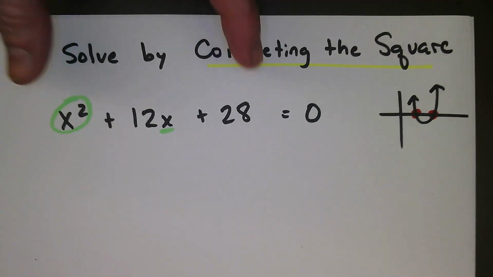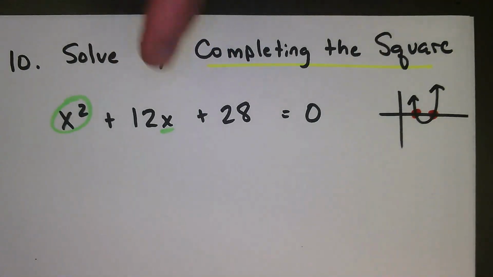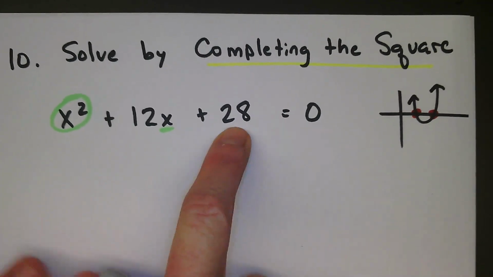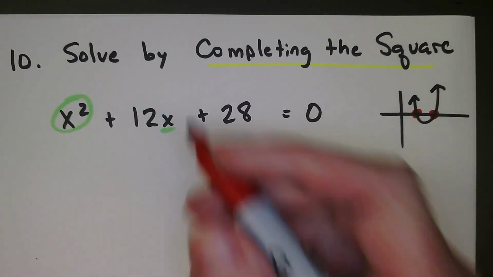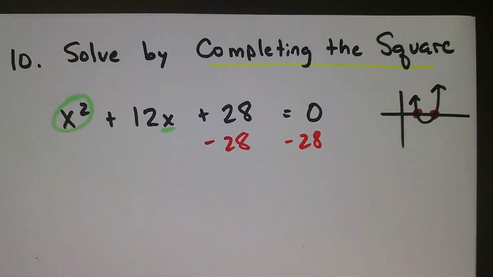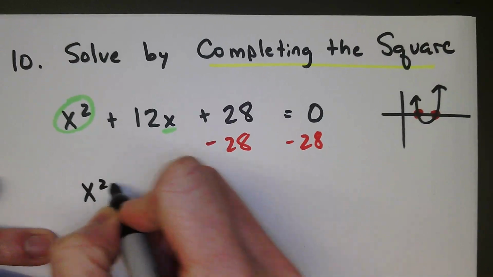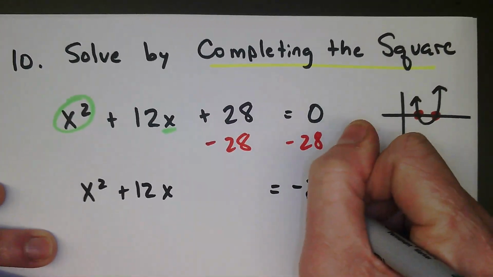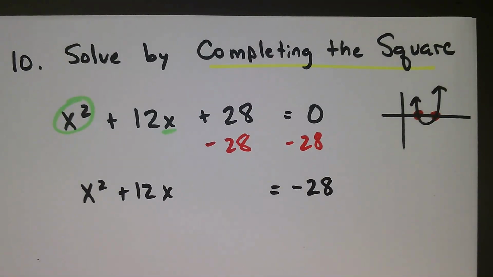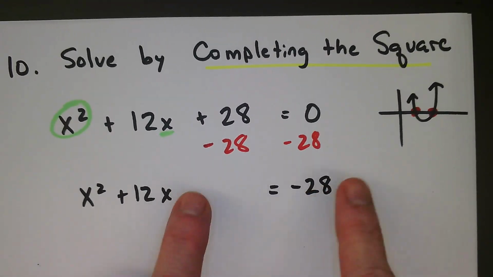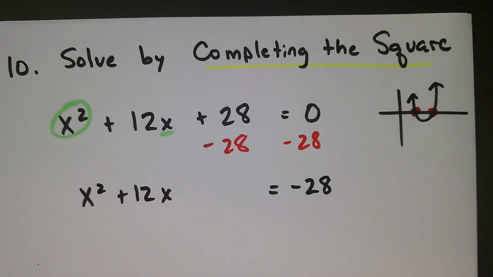Well, the first thing we want to do is get our x squared terms and our x terms on one side. Normally we want the equation set equal to 0, but here we're going to move that 28 over. So I'm going to subtract 28 from both sides, and that gives me x squared plus 12x. I'm going to keep my equal sign over here and just write the minus 28. I'm leaving myself some space because completing the square requires me to add a very specific number to both sides.